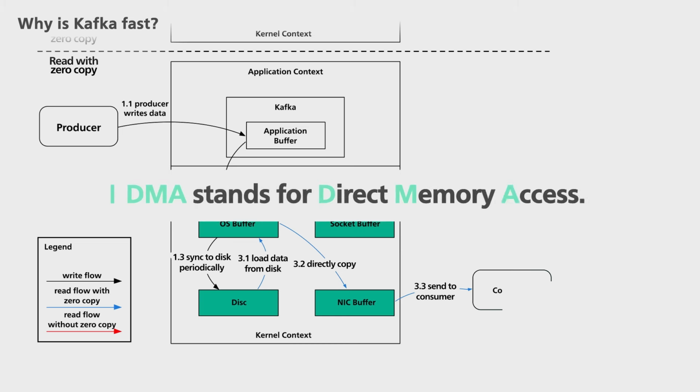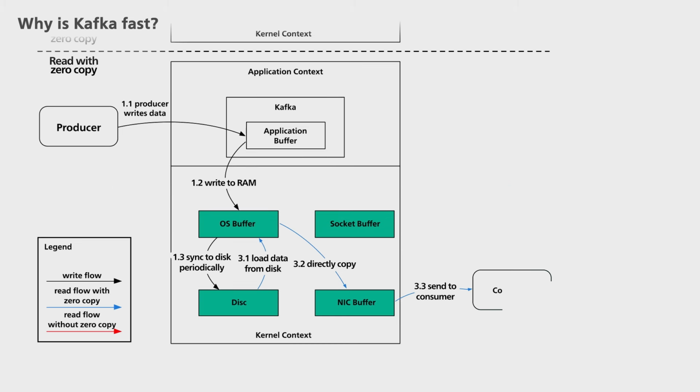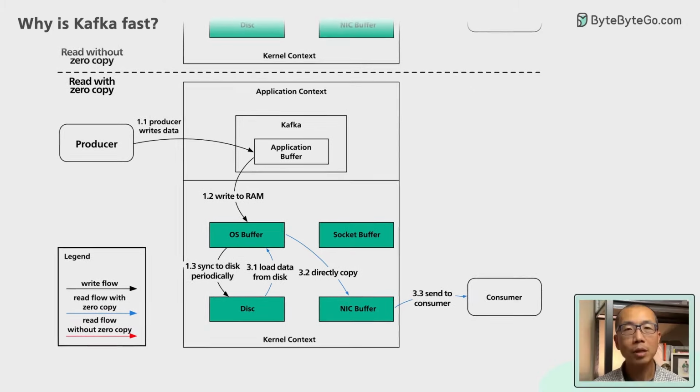To recap, sequential I/O and the zero-copy principle are the cornerstone to Kafka's high performance. Kafka uses other techniques to squeeze every ounce of performance out of modern hardware, but these two are the most important in our view.